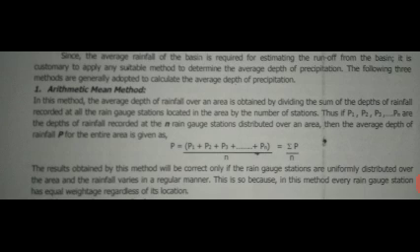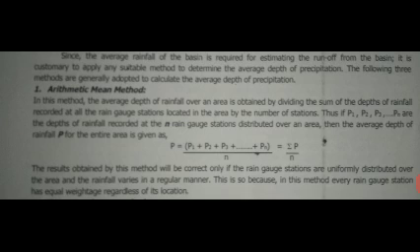Since the average rainfall of the basin is required for estimating the runoff from the basin, it is customary to apply any suitable method to determine the average depth of precipitation. The following three methods are generally adopted to calculate the average depth of precipitation. The first one is the arithmetic mean method, the second one is the Thiessen polygon method, and the third one is the isohyetal method.